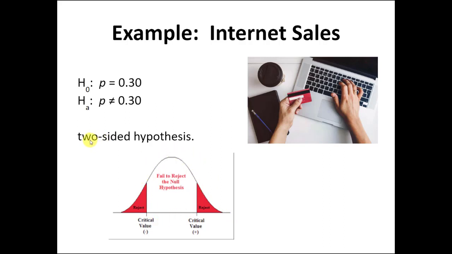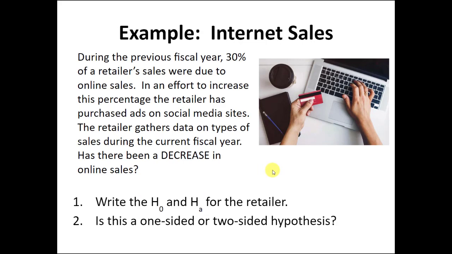So because the person used the word "any change," we know it's going to be a two-sided hypothesis. The H0, as always, will have an equal sign, and the HA will have a not equal to sign. The expected proportion stays the same. This is slightly different. Notice what it says this time.